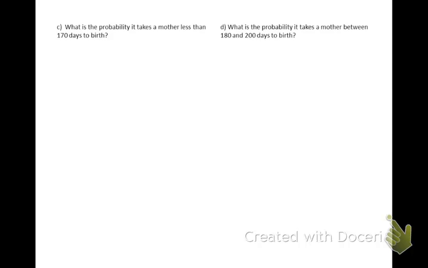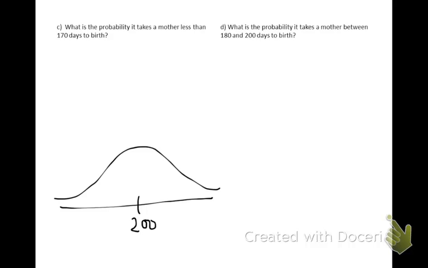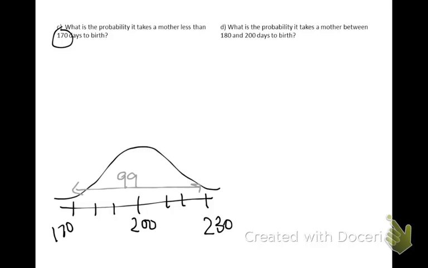What is the probability it takes a mother less than 170 days to birth? Always start by labeling your mean. Then go and grab all the numbers that go with 170. 170 was 3 tick marks below the mean. So 3 tick marks above the mean, we had 230. And from empirical rule, we know that within 3 tick marks of the mean, you will have 99.7% of your observations. We're now ready to shade the area of interest.